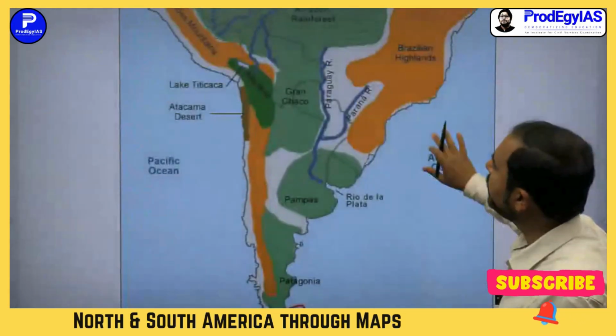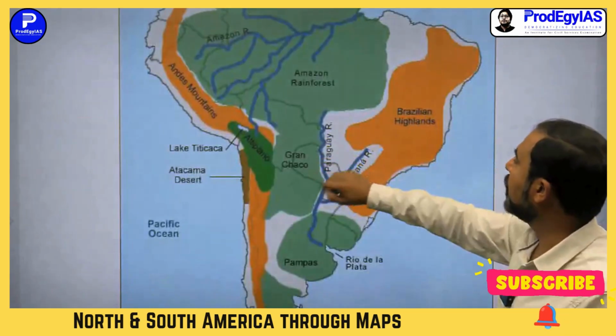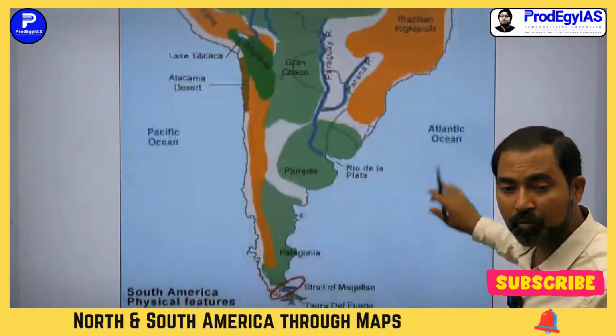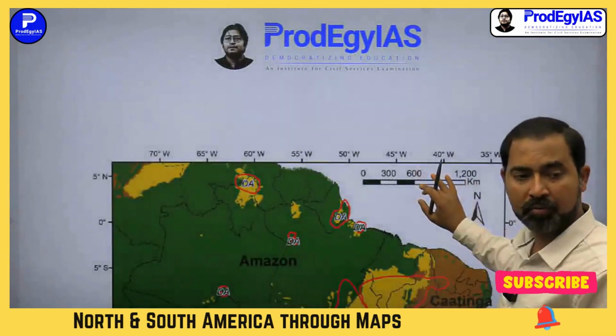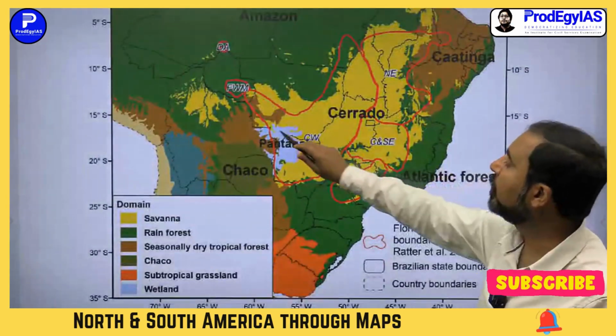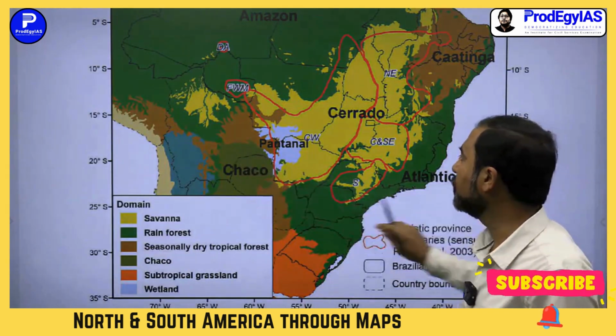Like this is the map of South America. These are the important physical regions: Gran Chaco, Brazilian highlands. This is Altiplano. What is Altiplano? This is a highland, a plateau in Bolivia. Then what is Pantanal? What is Chaco? Its complete name is Gran Chaco.